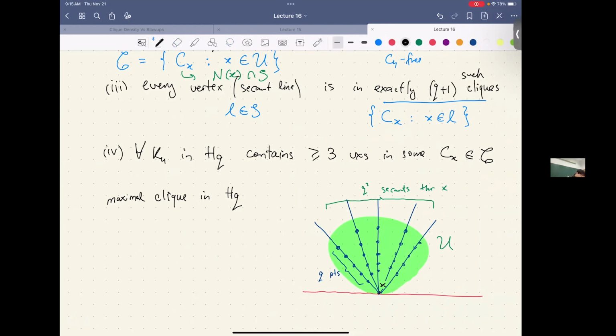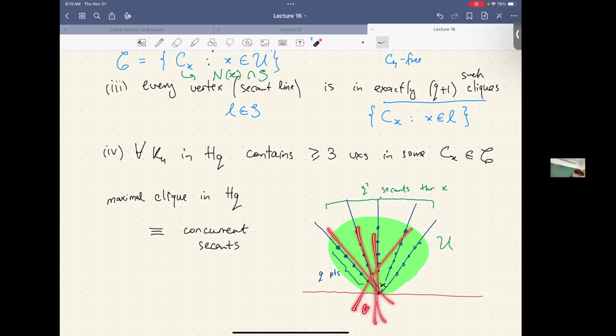Is this concurrent the same as this Q squared? Every such clique is a collection of concurrent secants. Concurrent just means these lines all share one exact common point. So here's the common point. This is what it means geometrically.